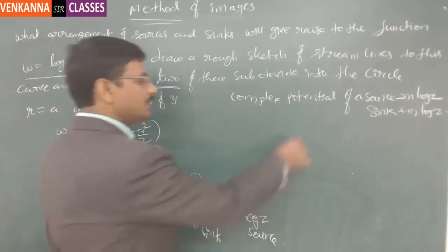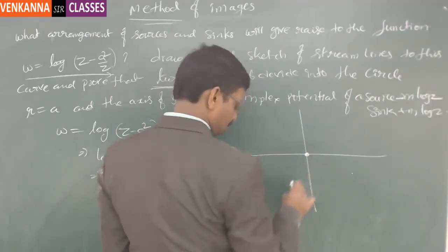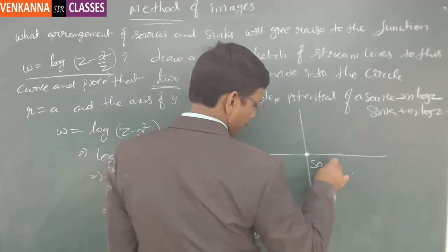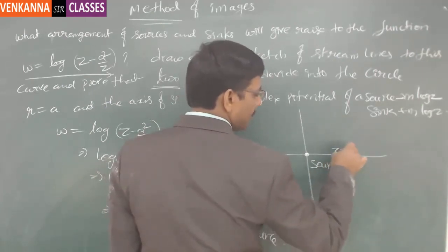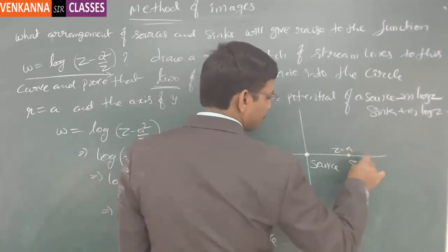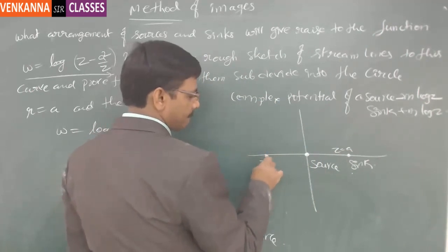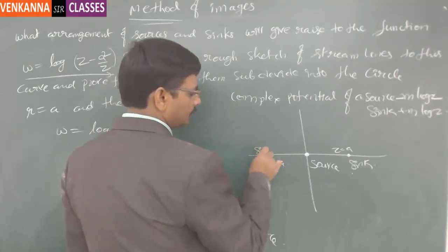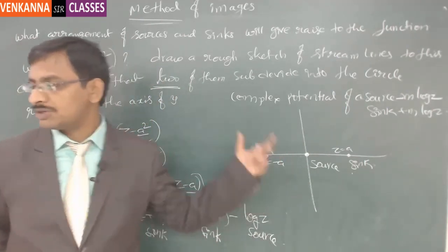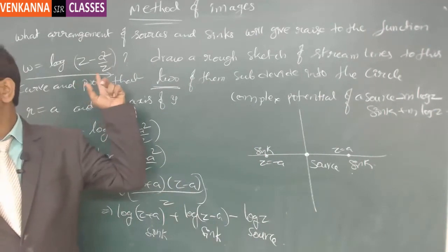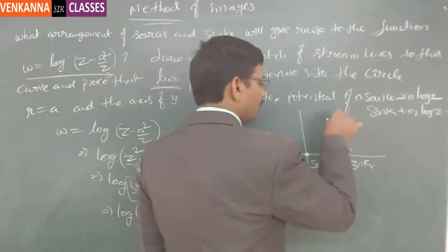So the arrangement would contain, so this is the source, this is at Z is equal to a, this is a sink, and then exactly at Z is equal to minus a, there is one more sink. So this is the arrangement of the sources and sinks, which will give rise to the complex potential f of Z is equal to log of Z minus a square by Z. So this is it at any instant Z.